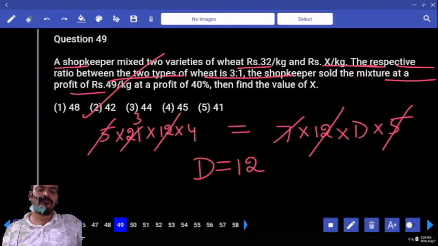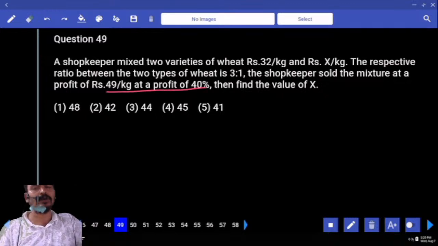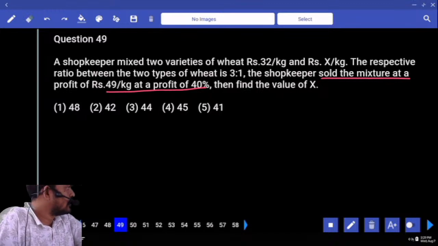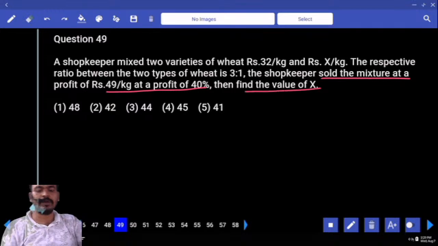Next question number 49. A shopkeeper mixed 2 varieties of wheat at 32 rupees per kg and x rupees per kg. The respective ratio of the 2 types of wheat is 3:1. The shopkeeper sold the mixture at a profit of 40%, at 49 rupees per kg. Is it the selling price of the mixture or the cost price of the mixture? Selling price of the mixture. What is the question here? Find the value of x.